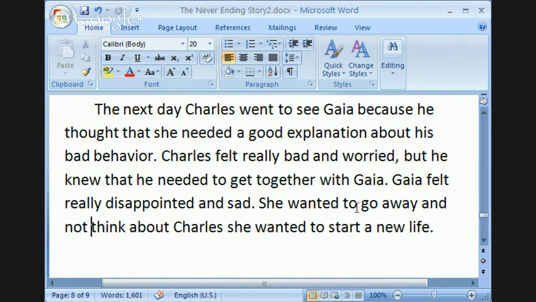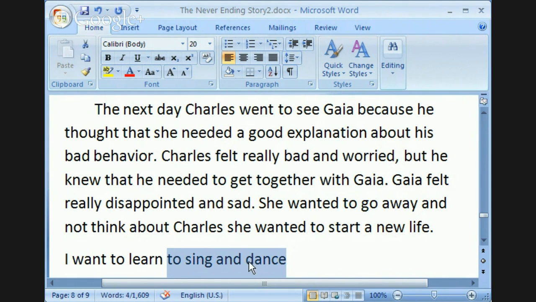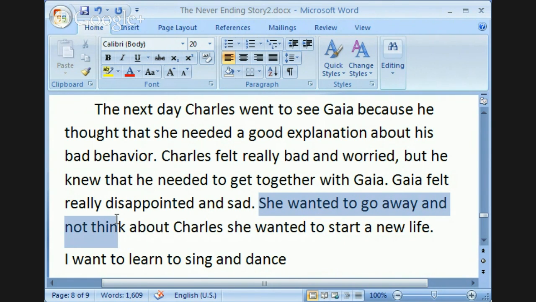Like this. I want to learn to sing and dance. Now in this sentence, really I'm saying I want to learn to sing and to dance, but I don't need to have the to a second time. You see? So this is what we're doing here. She wanted to go away and not think, and to not think about Charles.